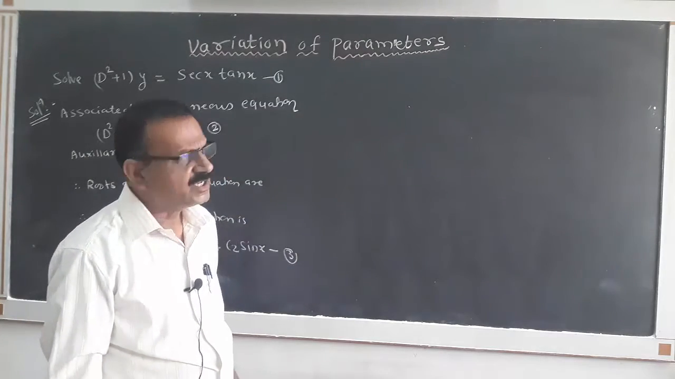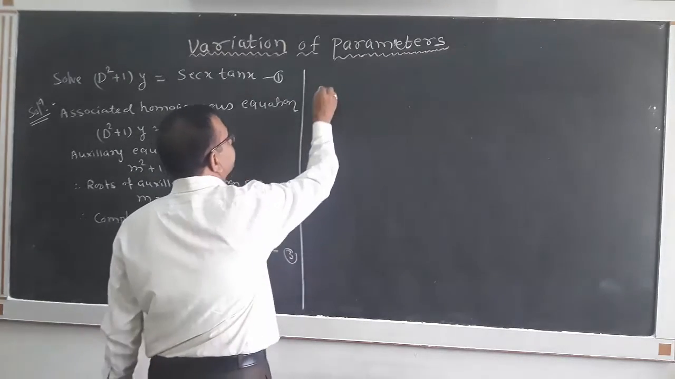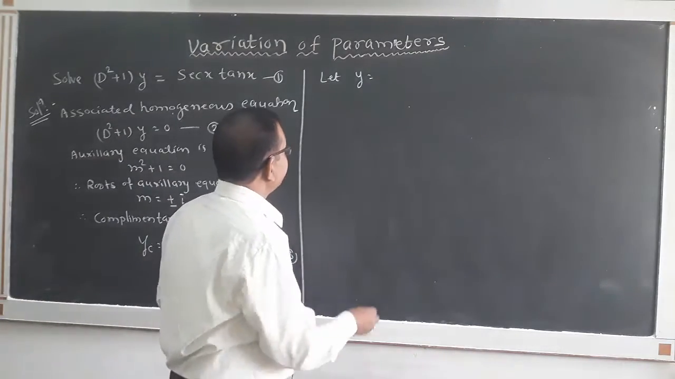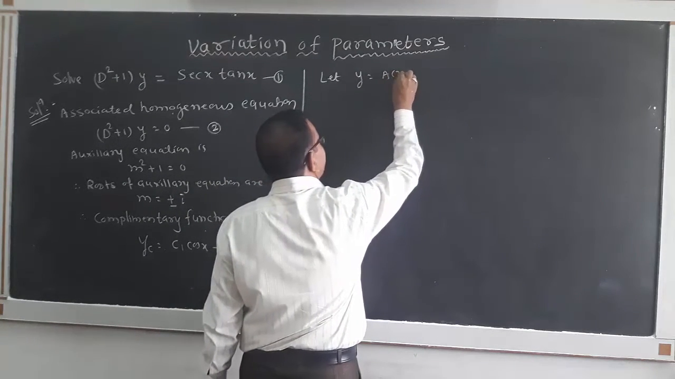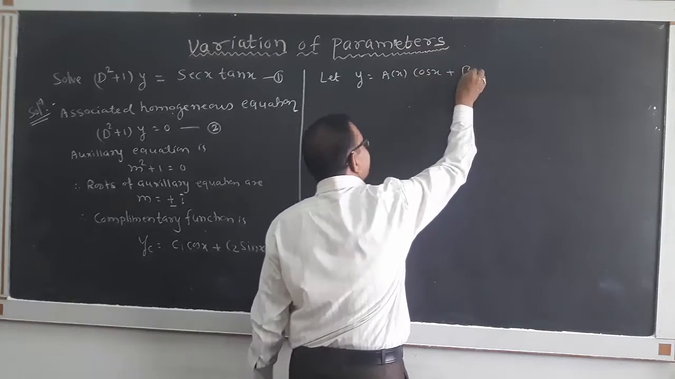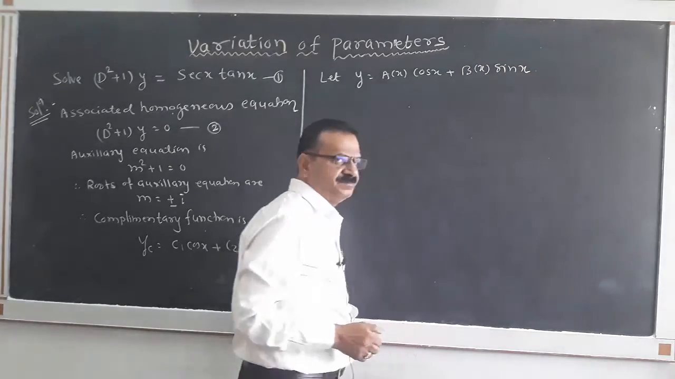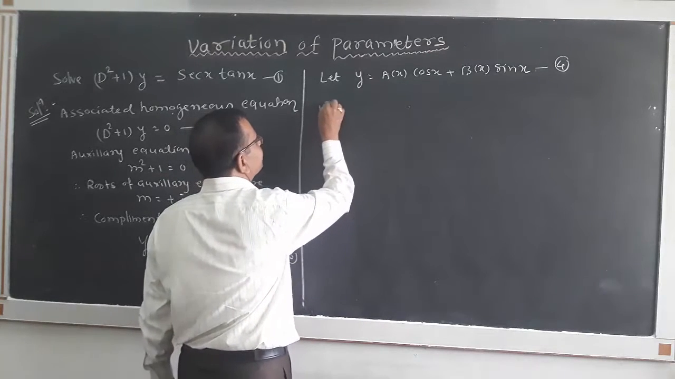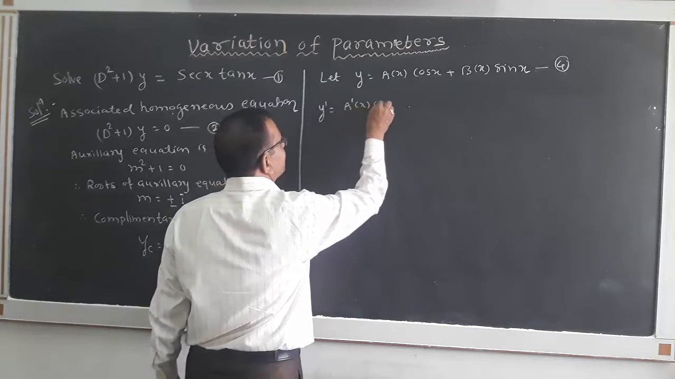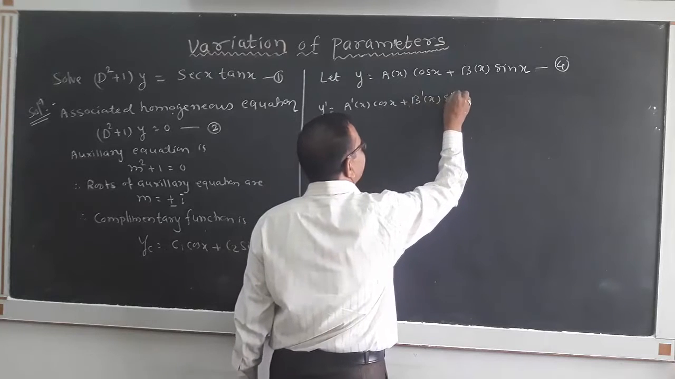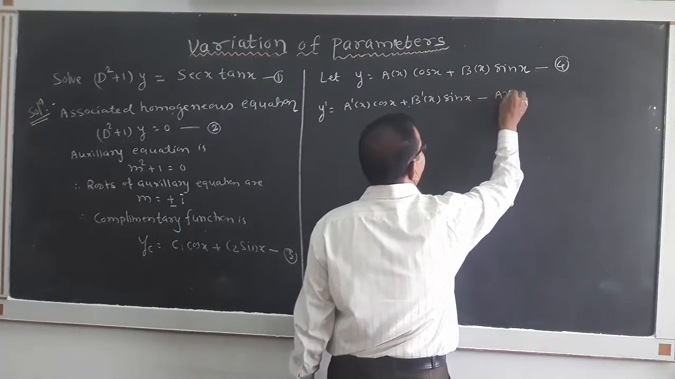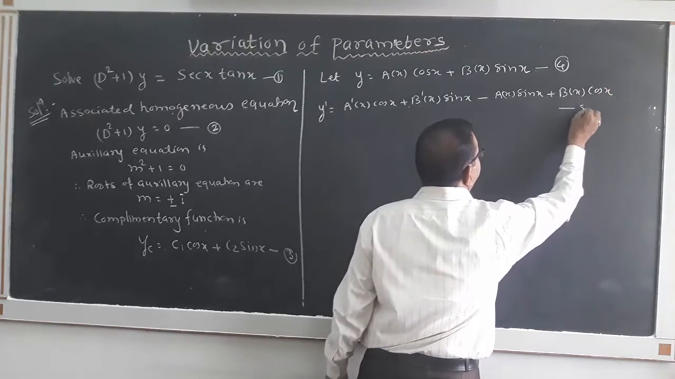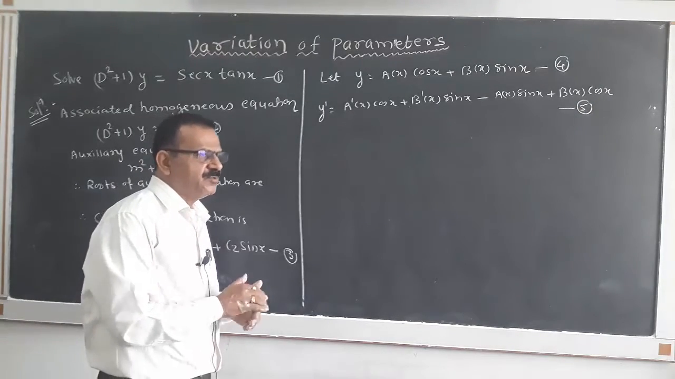Now we shall assume that y equal to, instead of c1 and c2 these constants, we shall replace c1 and c2 by a and b. The function y equal to a(x) cos x plus b(x) sin x. This is equation 4. Now differentiating this equation, y dash equal to a dash x cos x plus b dash x sin x minus a(x) sin x plus b(x) cos x. This is equation 5.